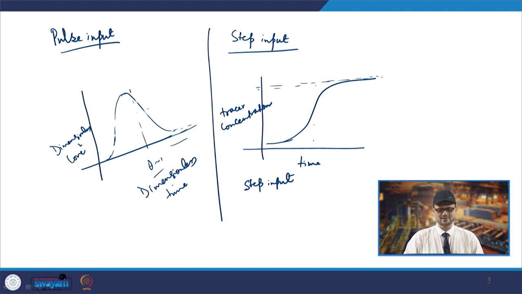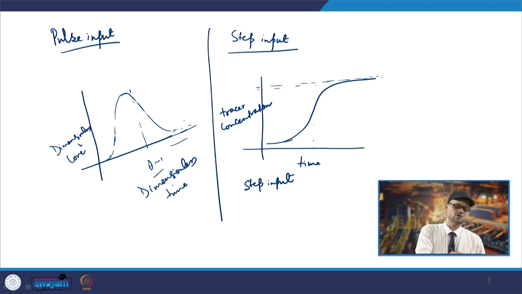Now, what is happening in this case is also known as the delta function. The output concentration will reach a certain value and then decrease to 0. That 0 case will come when all the tracer has exited the TUNDISH. So, that is the case of 0.